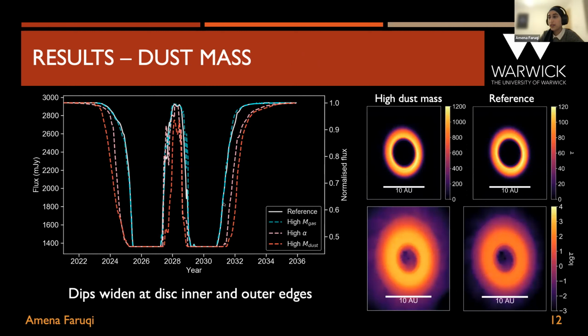A disk with a higher dust mass, however, has an overall higher optical depth everywhere. And so we see that there is a widening of the dips, both at the inner edge and at the outer edge. So the overall transit lasts longer, it begins sooner, it ends later, and the passage of the stars behind the disk cavity appears as though it's shorter. So we almost perceive the cavity as being smaller.